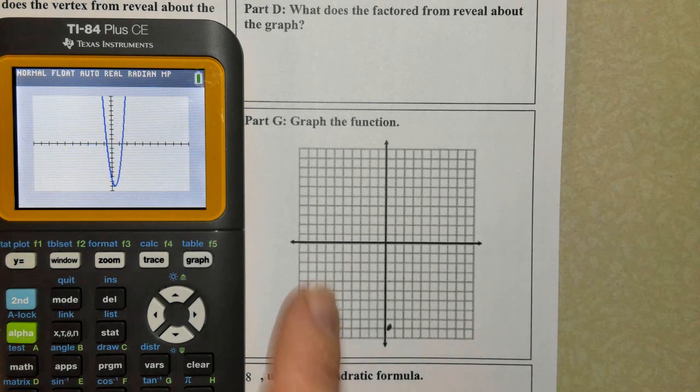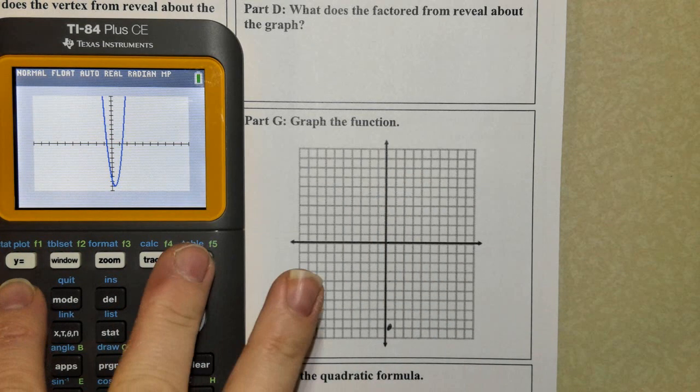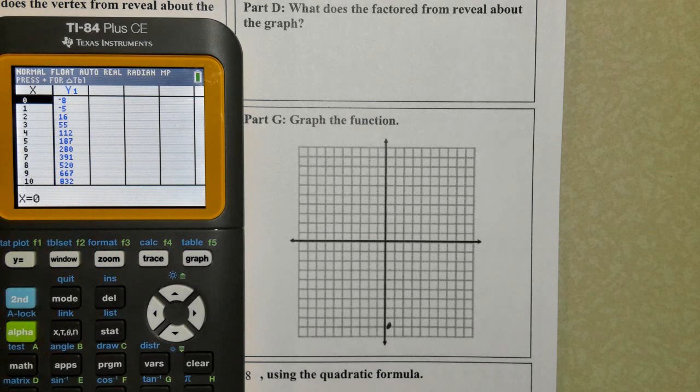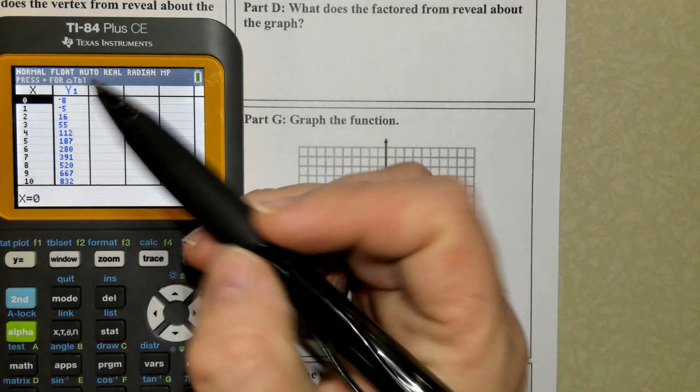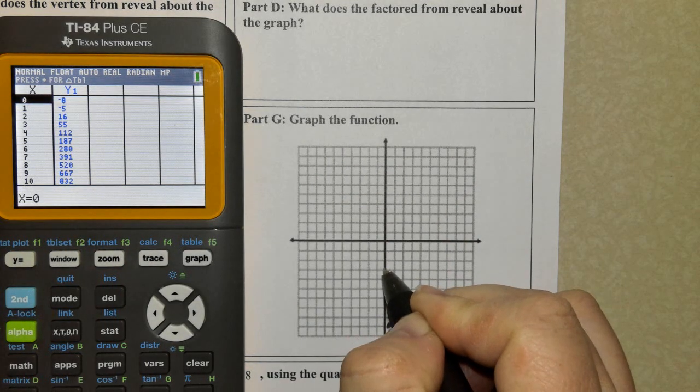I can see that this graph is going to look like what I have. It opens up, it's skinny, this is my vertex. Please do second table. Second table allows me to pick up some points that are non-decimal points. For instance, I can go 0, -8.